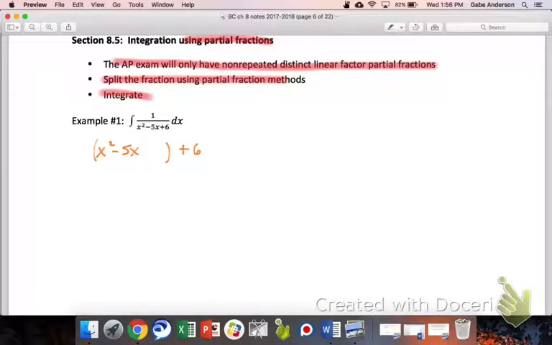Well, no, do 5 halves, it's easier. 5 squared, 25. 25 fourths. So what you do is you add 25 fourths to the inside, and of course, you can't just do that unless you subtract on the outside. So you subtract 25 fourths out here, and you think, hey, I think this is going to be arctan. So x minus 5 halves squared is how that would factor.